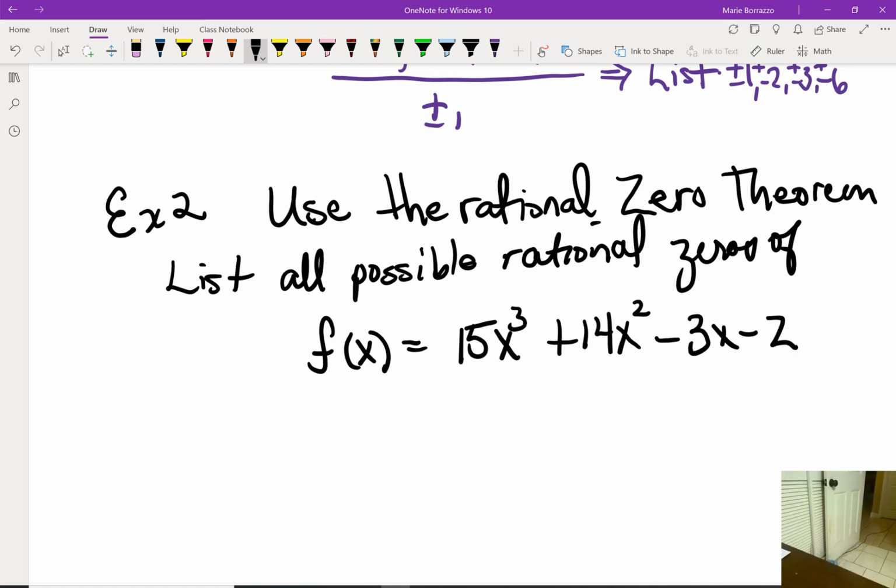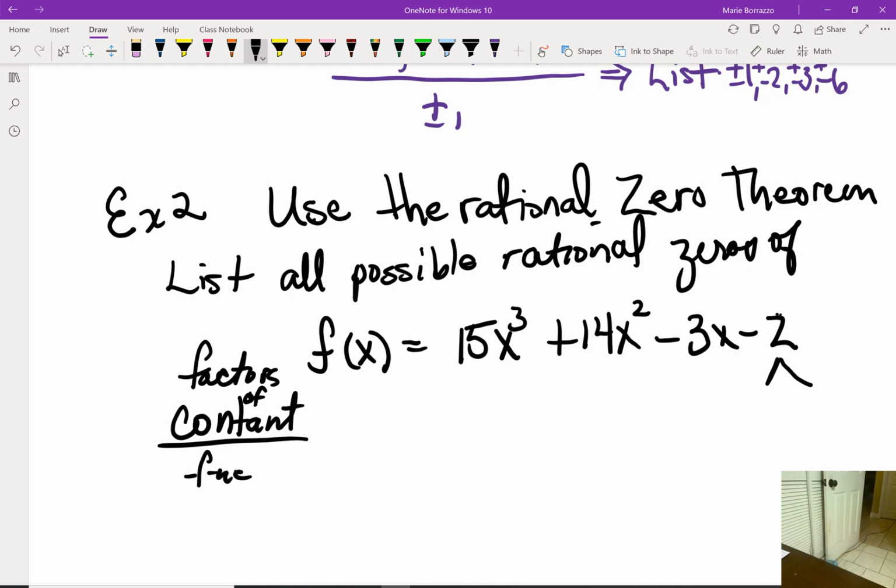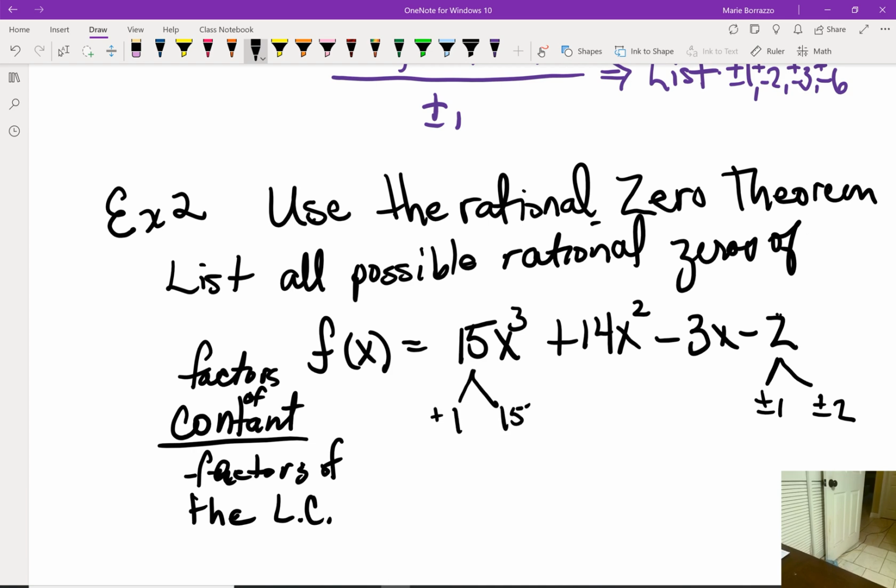So once again, we begin with that process. We'll begin with listing the constant because that goes first. It's the zeros of the constant, or the factors of the constant. Let me write it up here for you. Factors of the constant and the factors of the leading coefficient. Factors of the constant, obviously plus and minus 1, plus and minus 2. And the factors of our leading coefficient, we have 1 times 15, plus and minus, of course, and then plus and minus 3, and plus and minus 5.